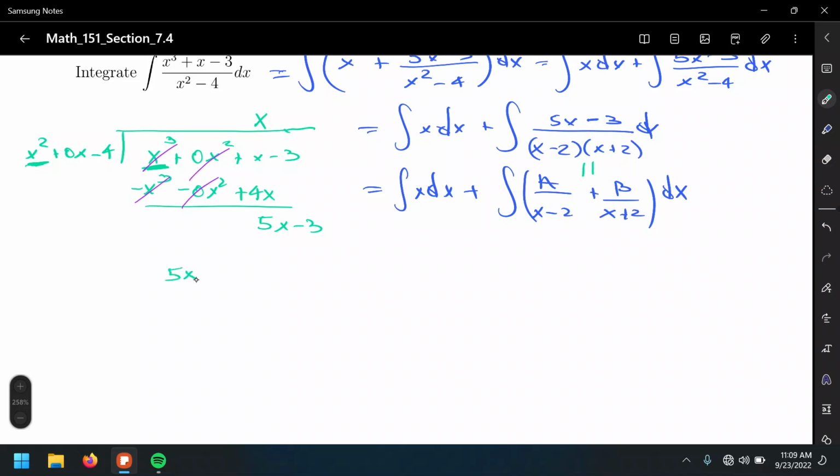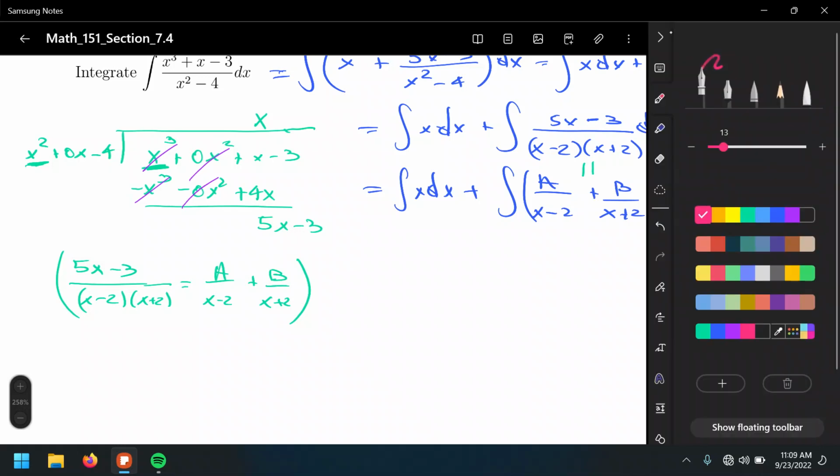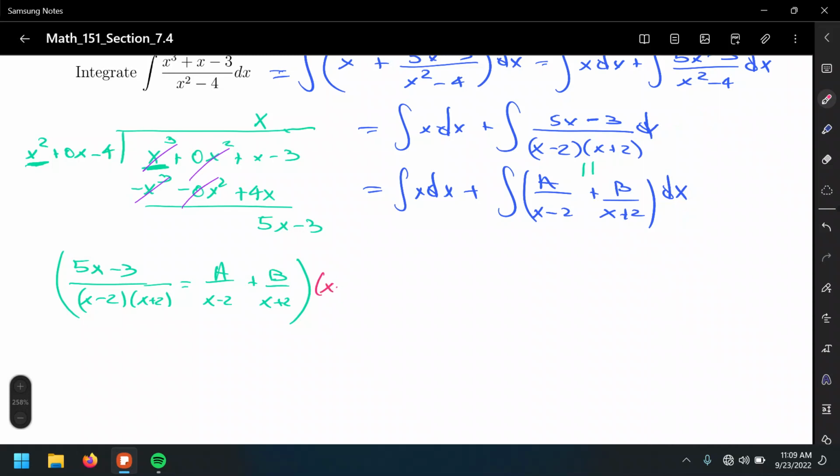That's going to be (5x minus 3) over (x minus 2)(x plus 2) equal to a over x minus 2 plus b over x plus 2. But again, you don't want to work with an equation this complicated, so simplify the equation, eliminate the denominators. We get that done by multiplying by the least common denominator, which in this case is the product (x minus 2)(x plus 2).